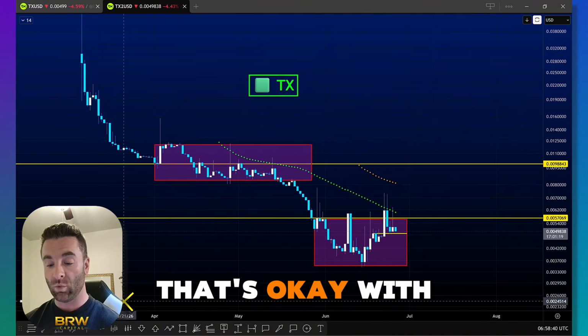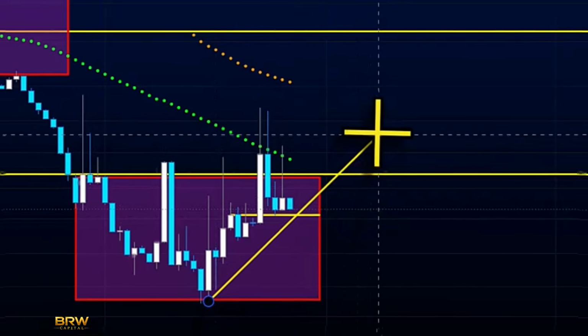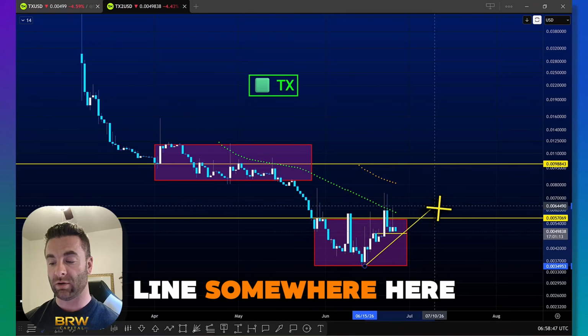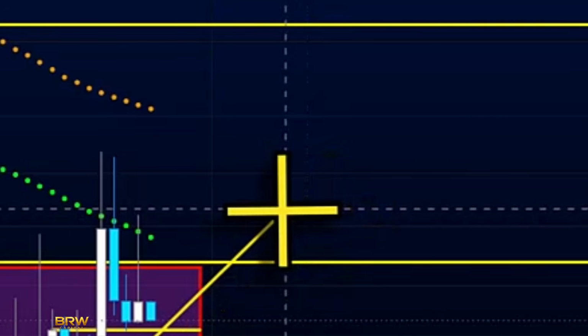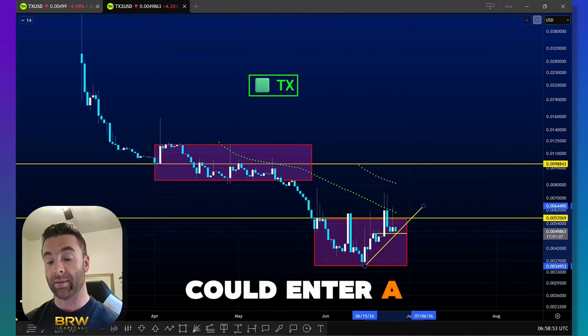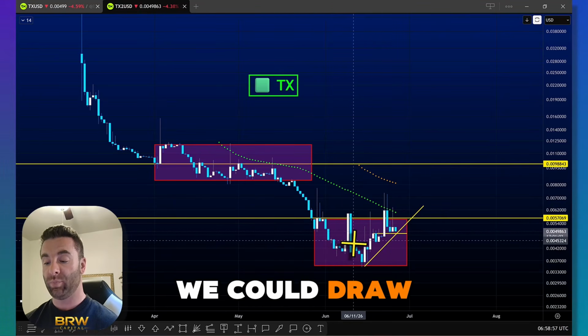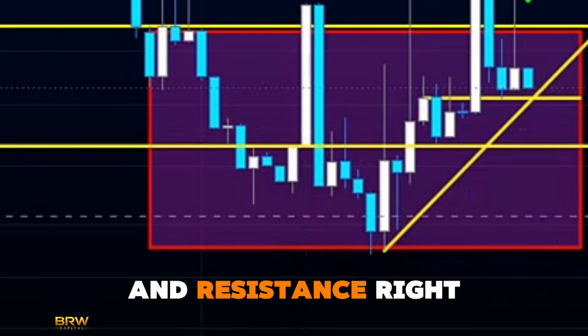That's okay. With the trend line here, we could probably draw a trend line somewhere here or here. We don't know, because trend lines are very subjective, but it does seem like we could enter a squeeze point. But if we had a bearish case, we could draw support and resistance right there as well.